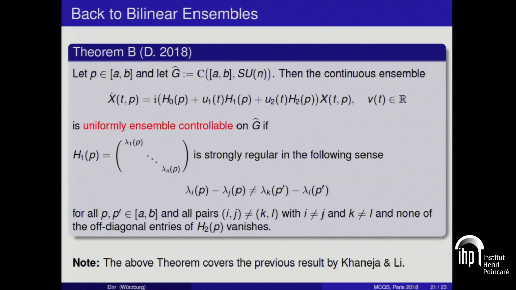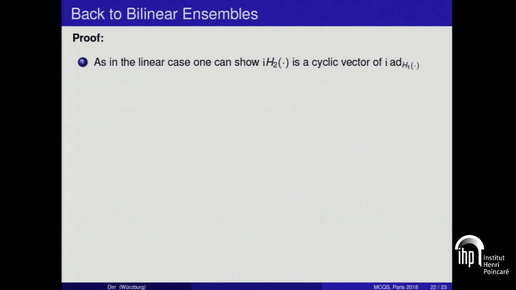Okay, now the theorem which I can prove. This is not the conjecture, this is a variation, because as you immediately realize, I have two controls now, and I have this assumption here again on this strong regularity between H1 and H2. So how can I prove the result now? First, I have to show with the same techniques as here that this is a cyclic vector of this operator. And the conditions are precisely such that this works with the same arguments as in the linear case.